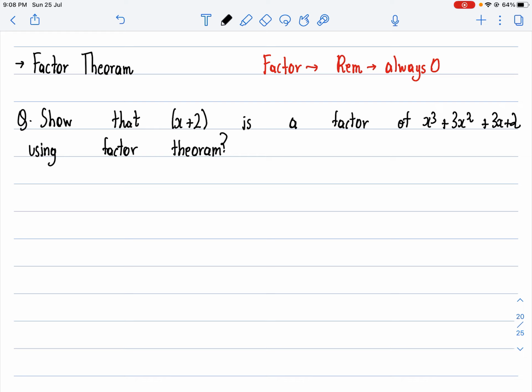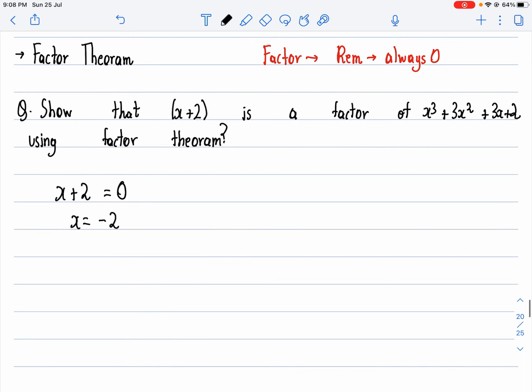So the first step is simple. Take the divisor, in this case x plus 2, and equate this to 0. So you get x as minus 2. Now plug this value of x into the p of x. So you simply get minus 2 the whole cube plus 3 into minus 2 the whole square plus 3 into minus 2 plus 2. Now when you solve this, if you get the answer as 0, that means x plus 2 is a factor.